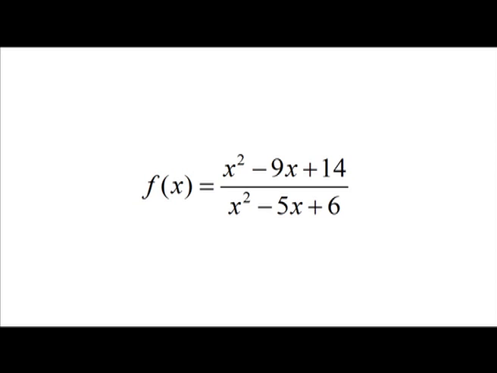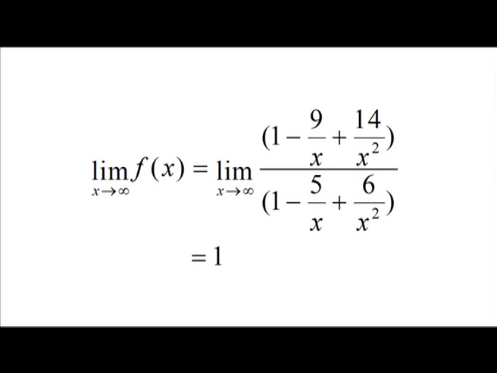As another example, consider the function f of x is equal to (x square minus 9x plus 14) divided by (x square minus 5x plus 6). Then we have limit x goes to infinity f of x is equal to limit x goes to infinity (1 minus 9 by x plus 14 by x square) divided by (1 minus 5 by x plus 6 by x square), which is equal to 1.